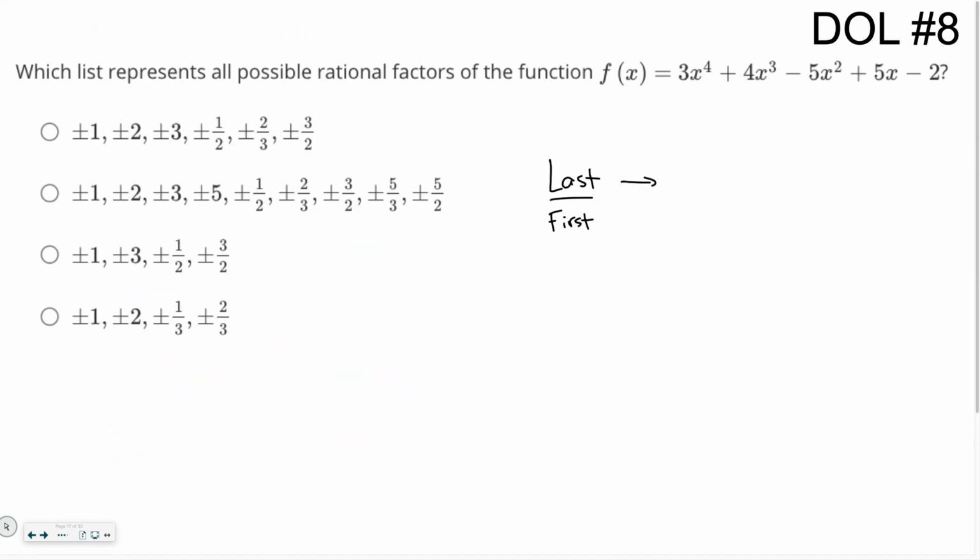So what are the factors of -2? Okay, so we would say ±1 times ±2, and those would get divided by, what are the factors of +3? And you would just distribute your multiplication out. Find that answer.